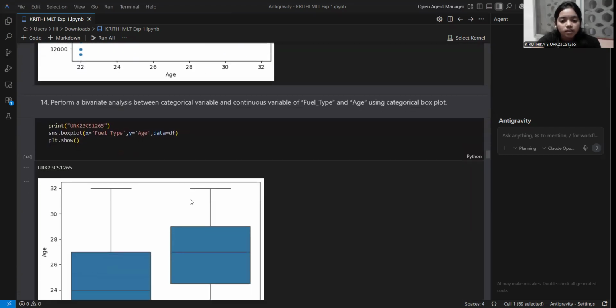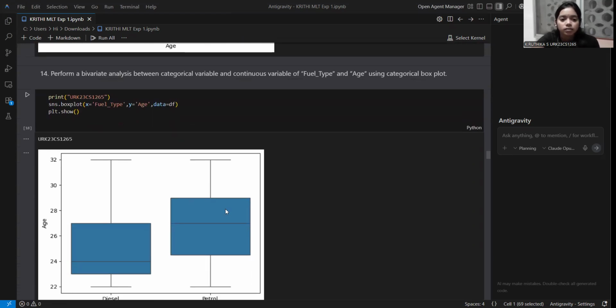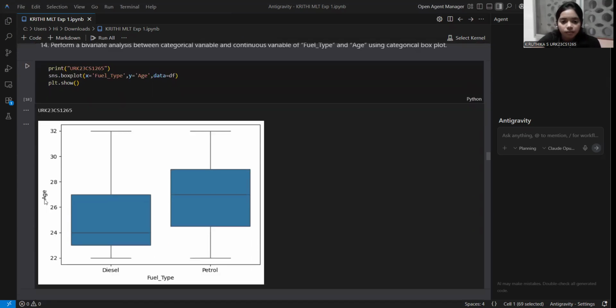And the 14th one is bivariate analysis: fuel type with age. A box plot is used. This shows how age varies for each fuel type category. Example insights: diesel cars may have different age distribution than petrol cars.